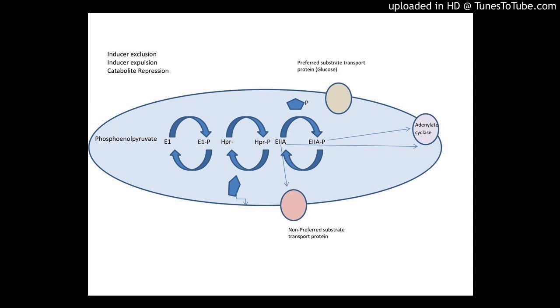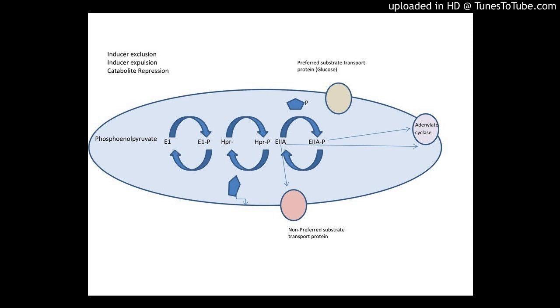Now at the top there's a little gray circle that's the preferred substrate transport protein for glucose. If glucose is present outside of the cytoplasm of the cell, it will come through that transporter into the cell, and it will dephosphorylate the enzyme 2A molecule faster than the transport chain can transport phosphate groups down the chain, which is going to result in an altered ratio of the phosphorylated to the dephosphorylated forms of the enzyme 2A.